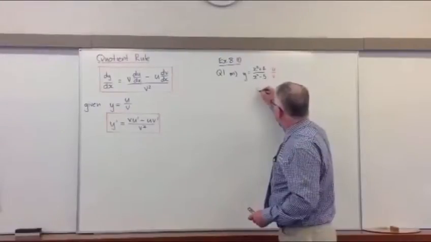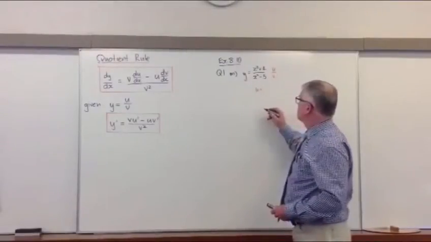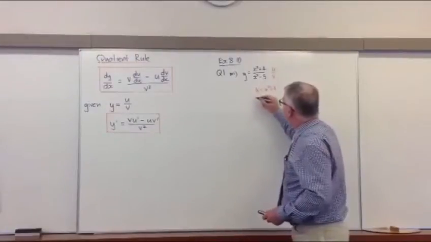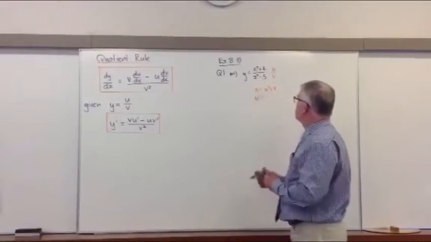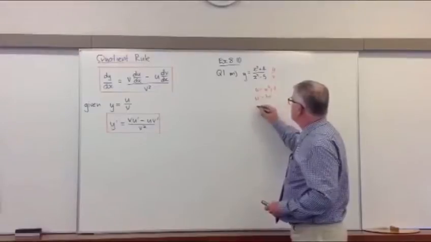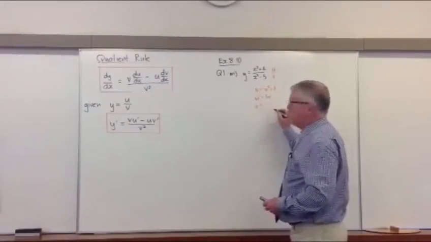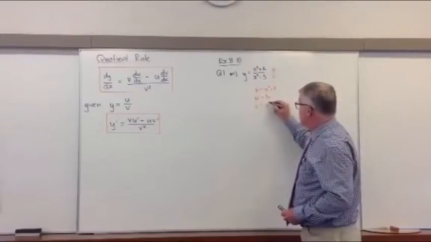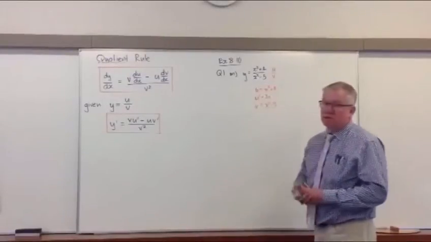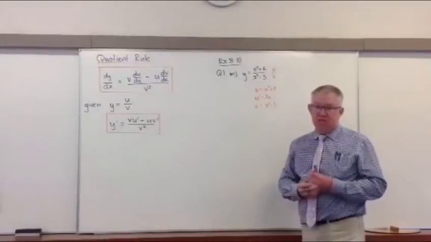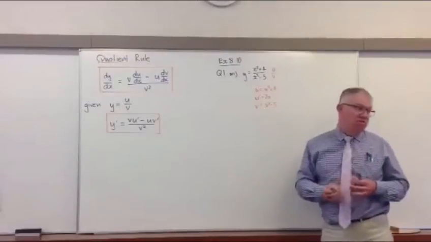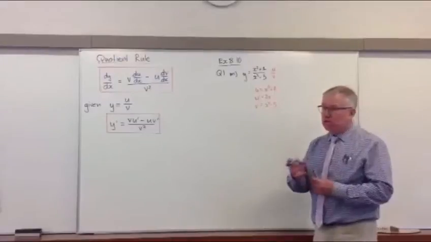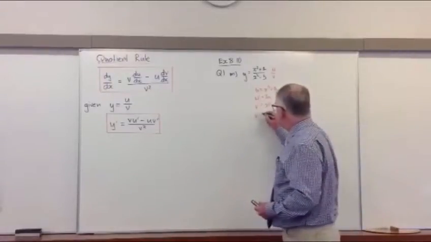So what's u equal to? x squared plus 4. And what's u dash equal to? 2x. And what's v equal to? v is just equal to x squared minus 5. You okay with that, Tom? Yeah. So, Jen, what would v dash be equal to?